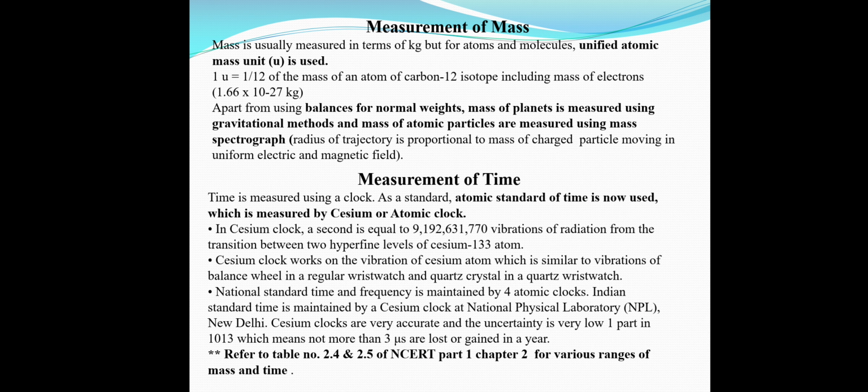Measurement of mass. Mass is usually measured in terms of kilogram. Now see here, apart from using a balance for normal weights, the mass of a planet is measured using the gravitational method, and the mass of atomic particles is measured using mass spectrographs. Now this is proportional to the mass of charged particles moving in a uniform electric and magnetic field.